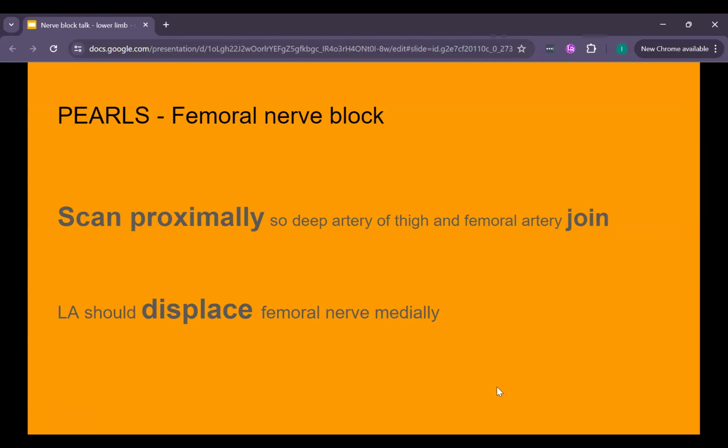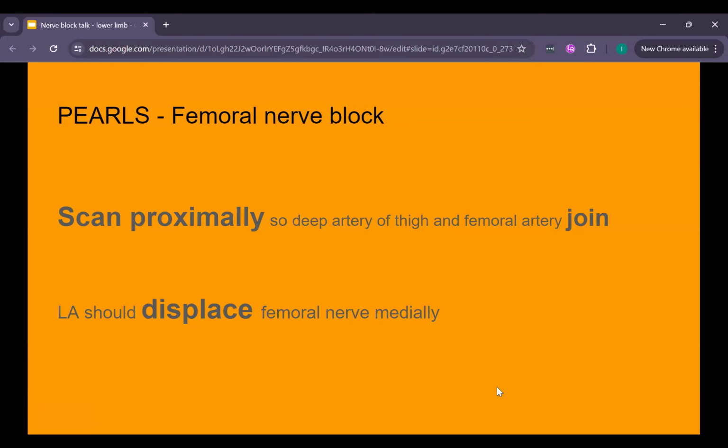For the femoral nerve block, the two pearls would be scan proximally. So if you're seeing the deep artery of the thigh, just scan more proximally to make sure that the deep artery of the thigh and the femoral artery join and disappear and just become the one femoral artery, and that'll improve your view. And an excellent endpoint is that the local anesthetic should displace the femoral nerve immediately on injection.